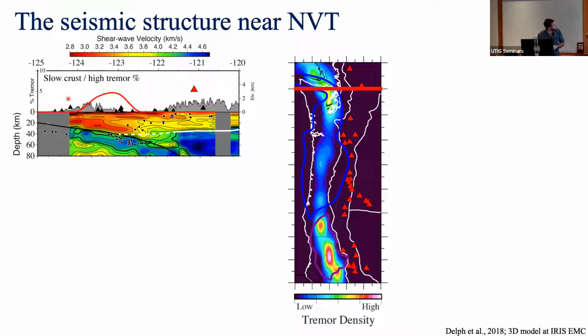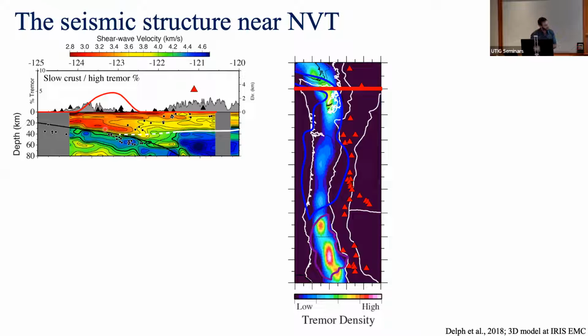Remember that this is a fluid-mediated process, and the velocities we're seeing in this low velocity zone get down to about 2.8 kilometers per second. This is much too slow to be attributed to crystalline crustal material at these pressure and temperature conditions. So it really necessitates the presence of fluids to be driving this low velocity zone that we see corresponding with our distribution of non-volcanic tremor.